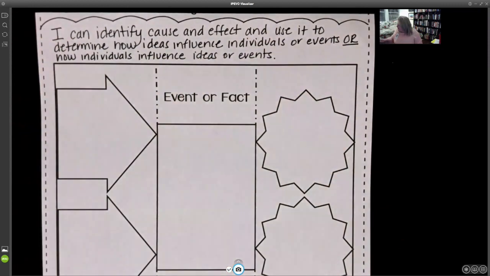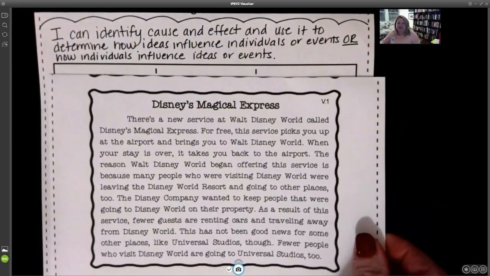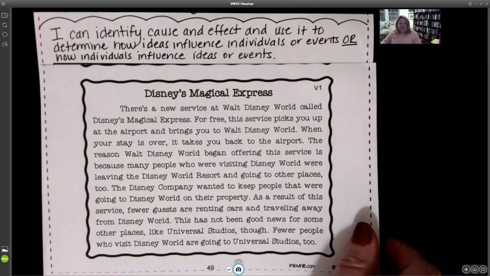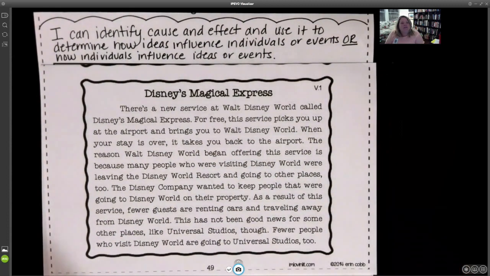So we're going to begin by reading a passage on one of my favorite places in the whole world. And I'm sure some of you have been there. Some of you probably want to go there. It's the happiest place on earth, and it is Disney. So I'm going to leave our I can statement up there, and we're going to read about Disney's Magical Express.